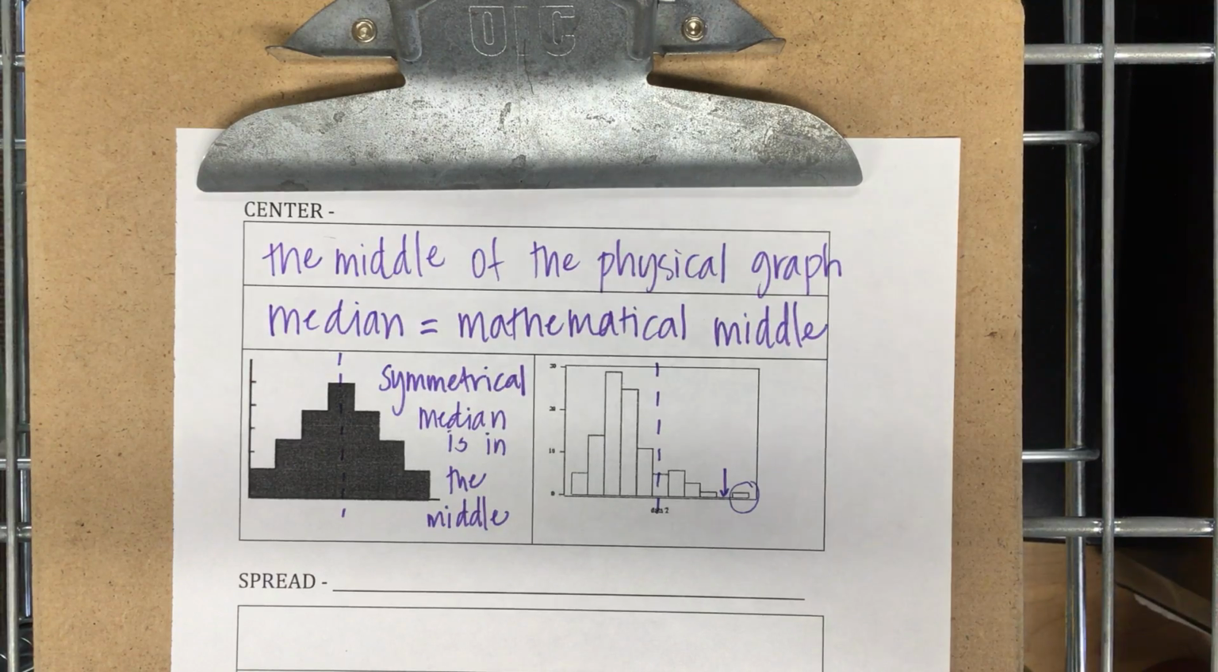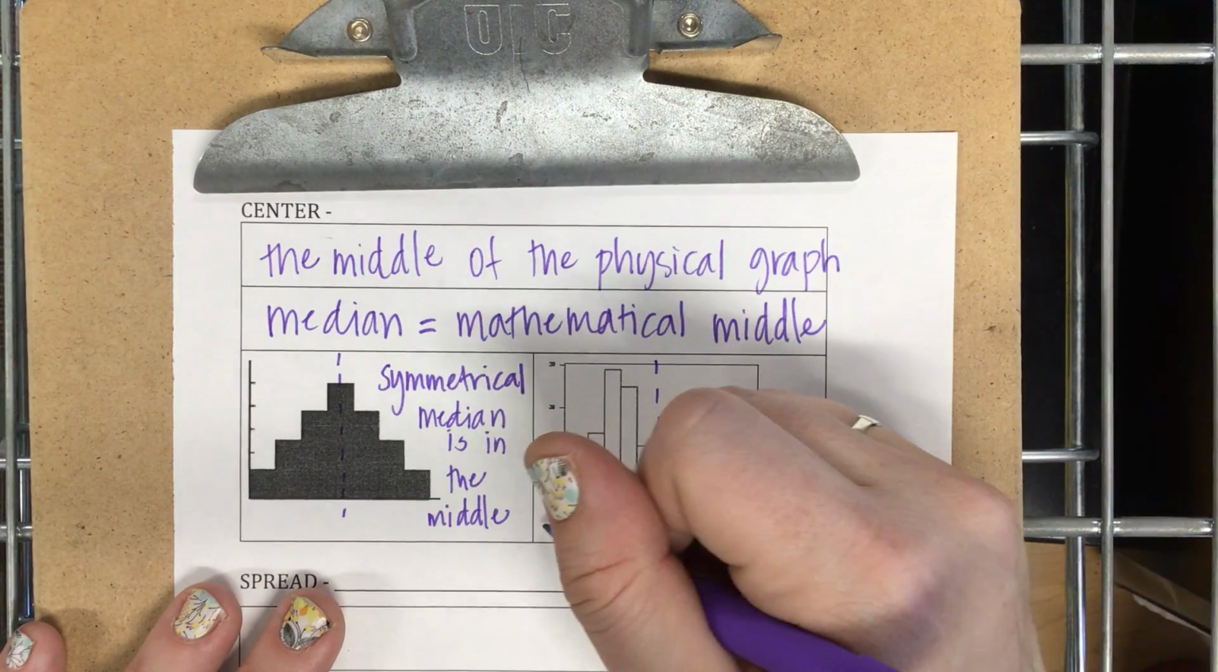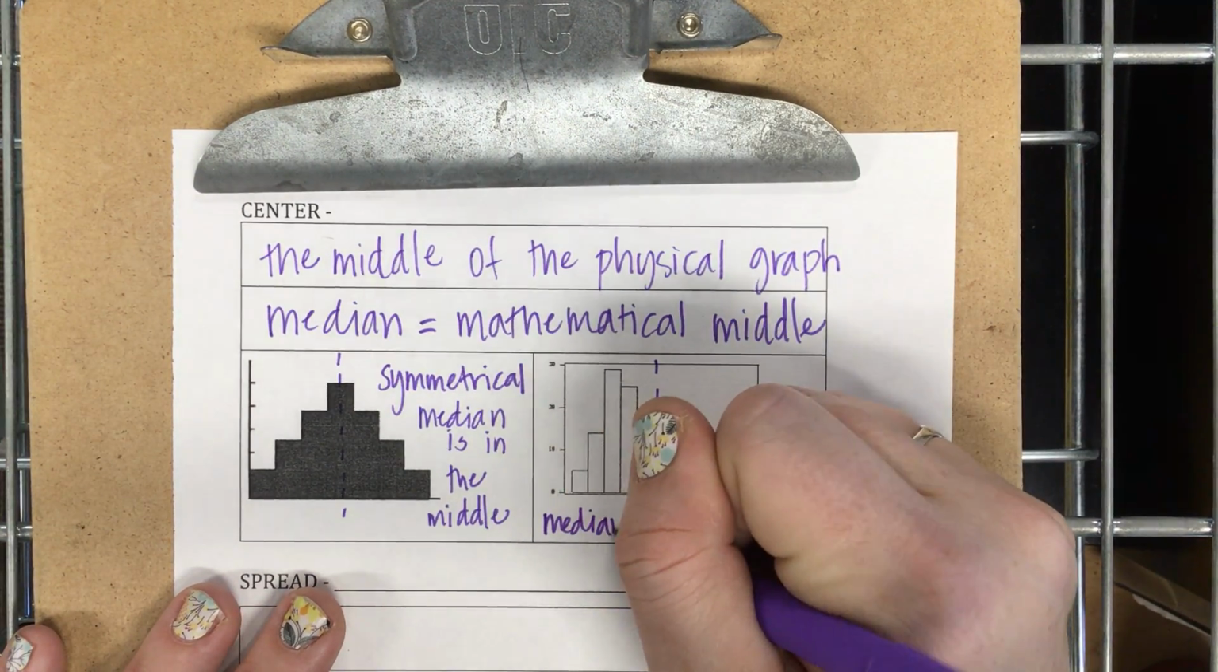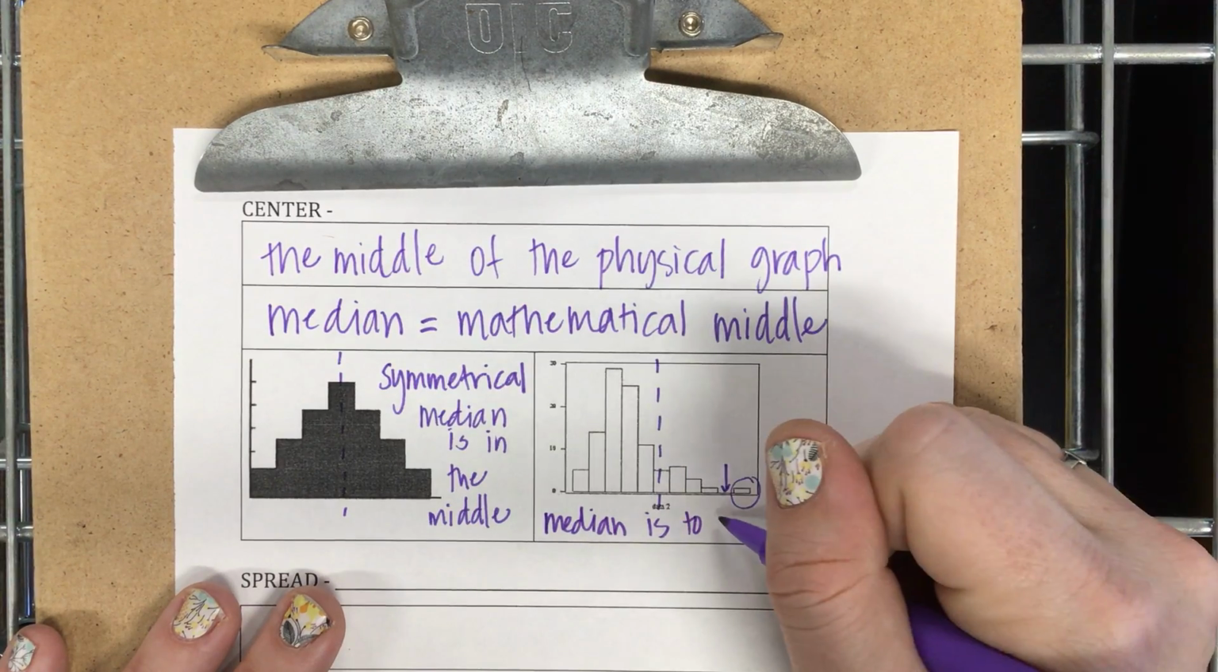Can you talk about the center of this graph? The mathematical and the physical center? The median is where? The median is towards the left, to the left of center.